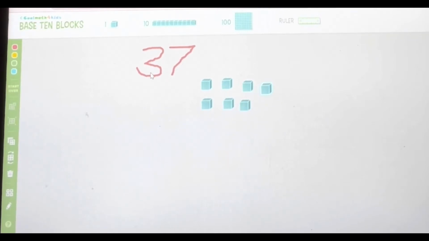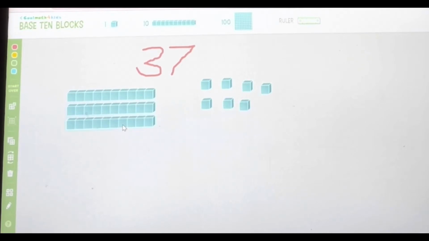Now, since there's a 3 in the tens place, I'm going to bring out my tens blocks to represent my 3 tens. I'm going to count by tens as I'm doing that. 10, 20, 30. So I have my 3 tens and I have my 7 ones.